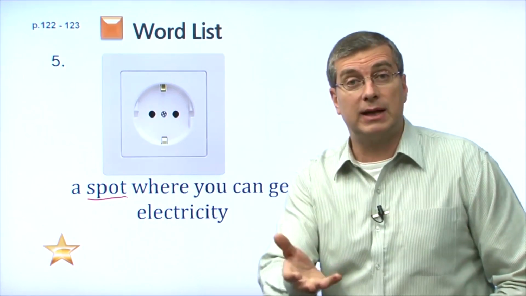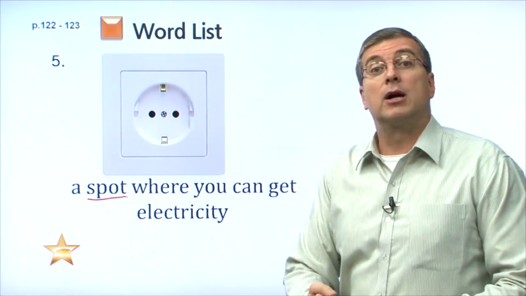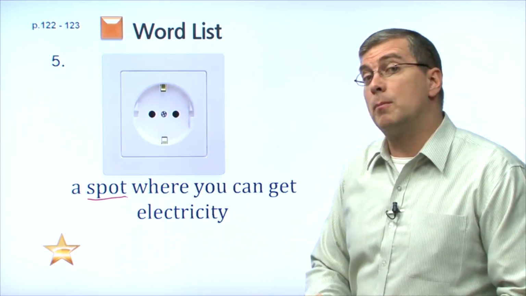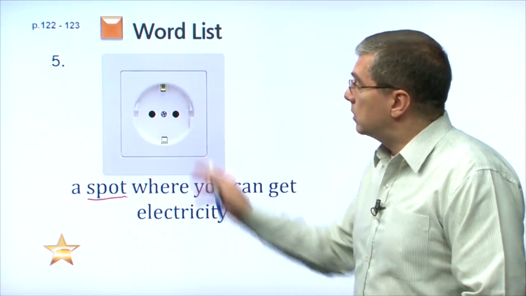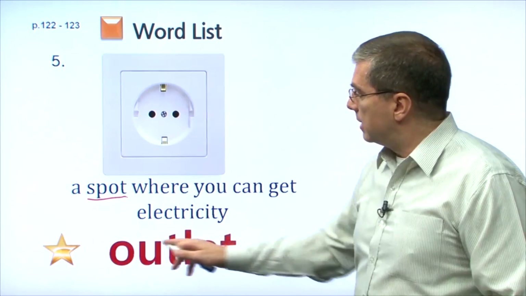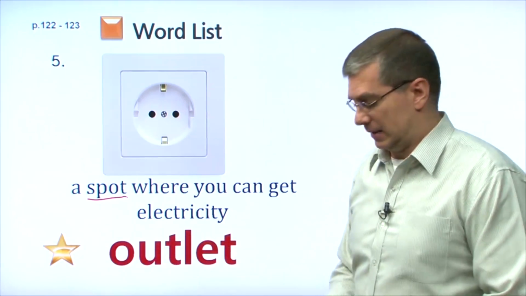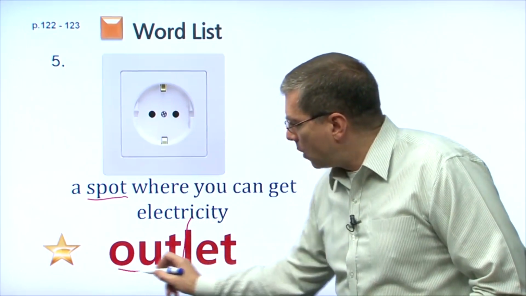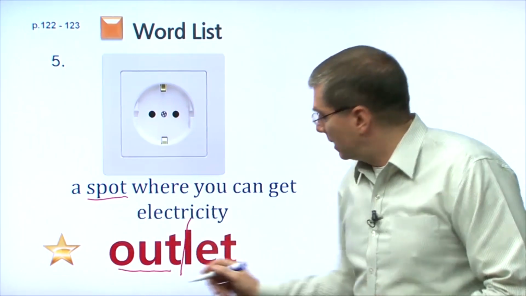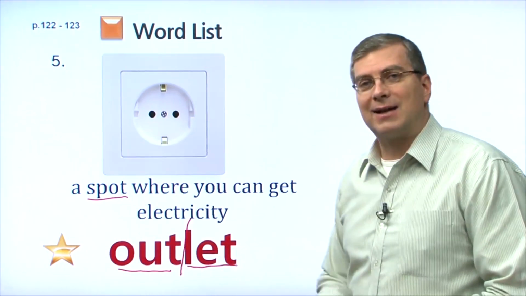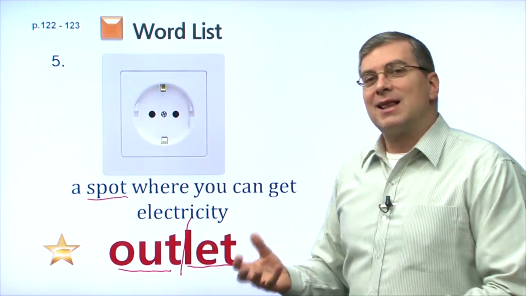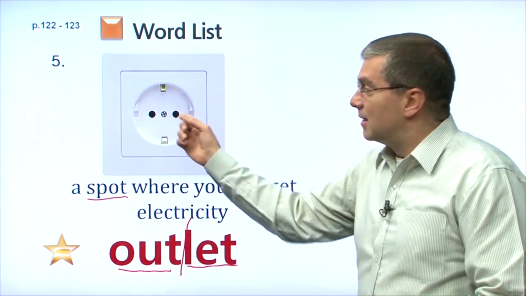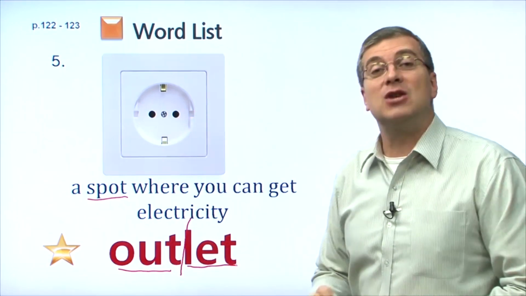So you want electricity for your computer, for your smartphone. Where can you get it if your battery is dead? You can get it from here. This is an outlet. Look, this is like two words. Out, going out, and let. Outlet. Think of it this way. It lets the electricity out of this place. So you can get it and you can use it.